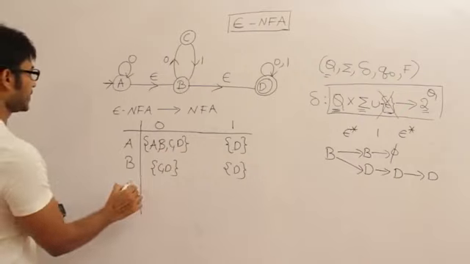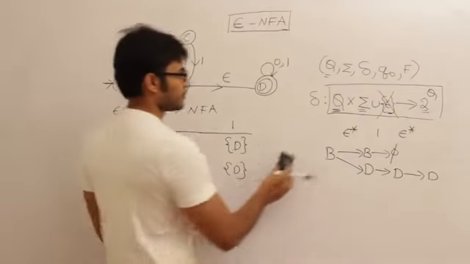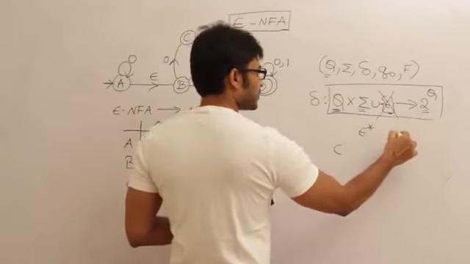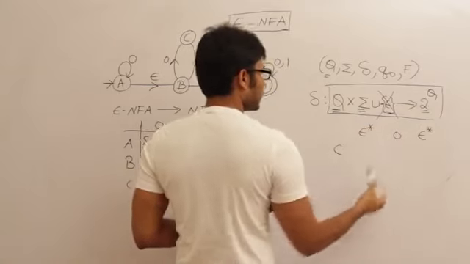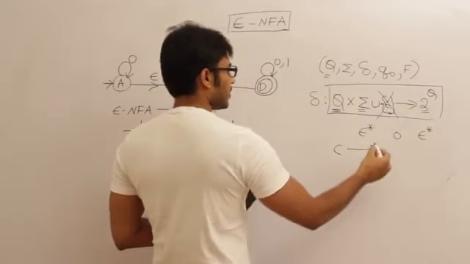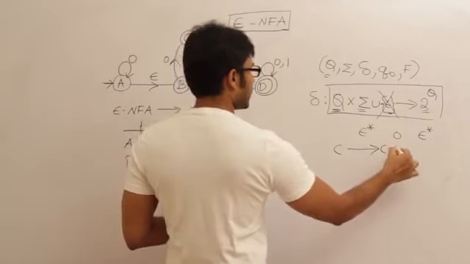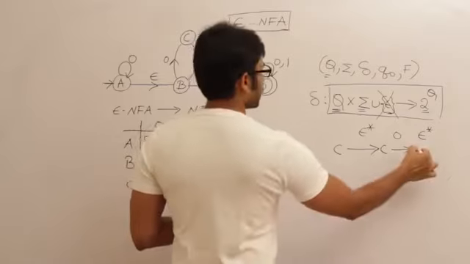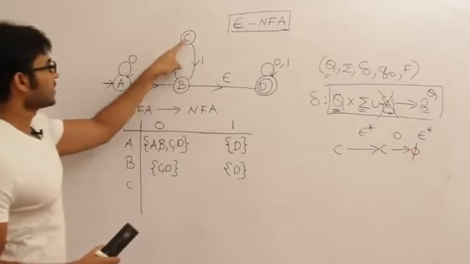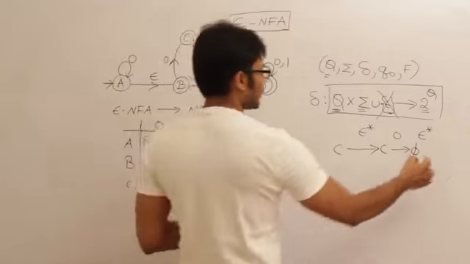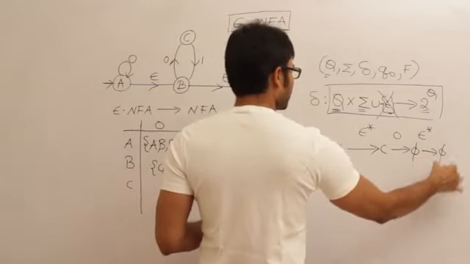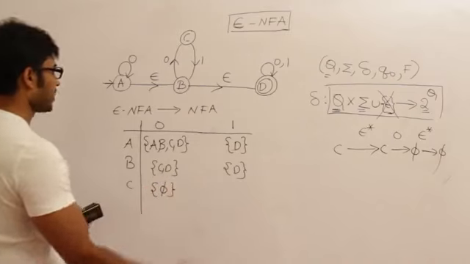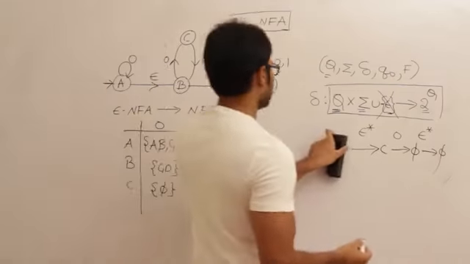Okay. Next one, C. C on 0. I'll write here epsilon star 0 epsilon star. C on epsilon star is nothing but C, and C on 0, it doesn't have any move on 0. Check it. C doesn't have any move on 0, therefore it is phi, and therefore the outcome is phi. So what should I write here? C on 0 is phi.